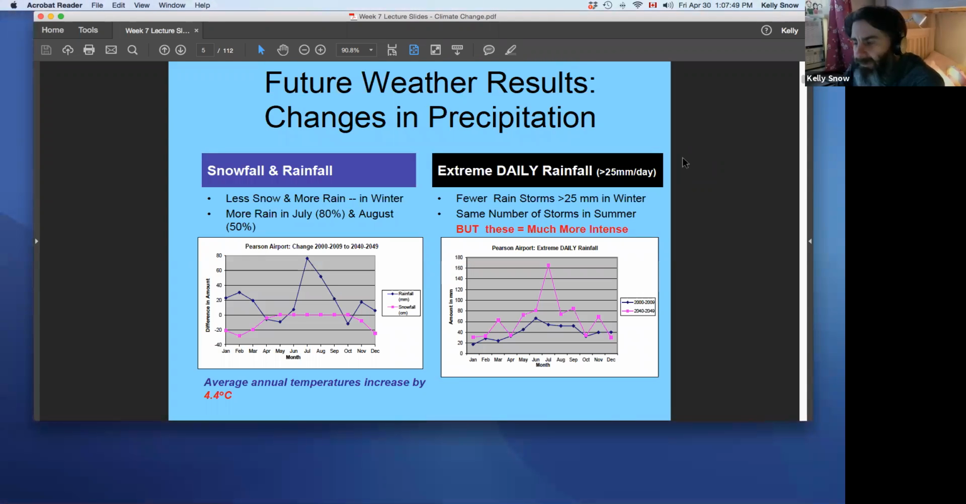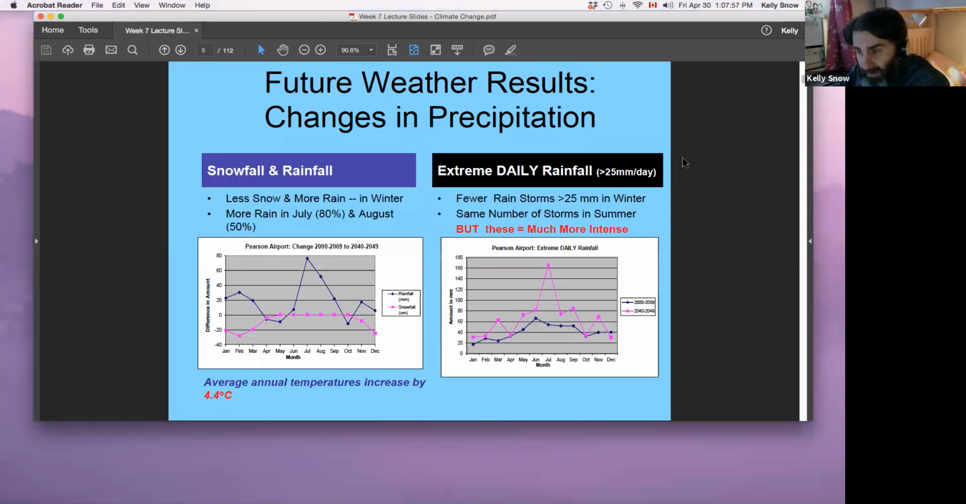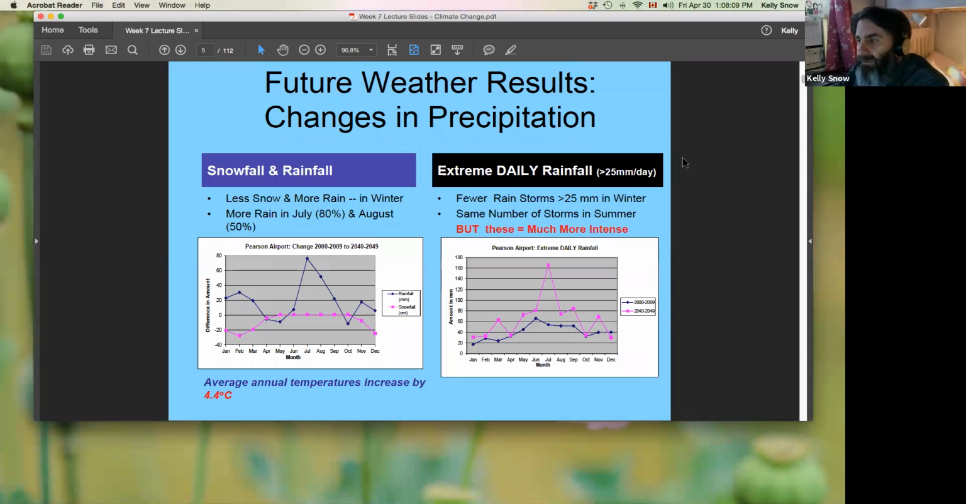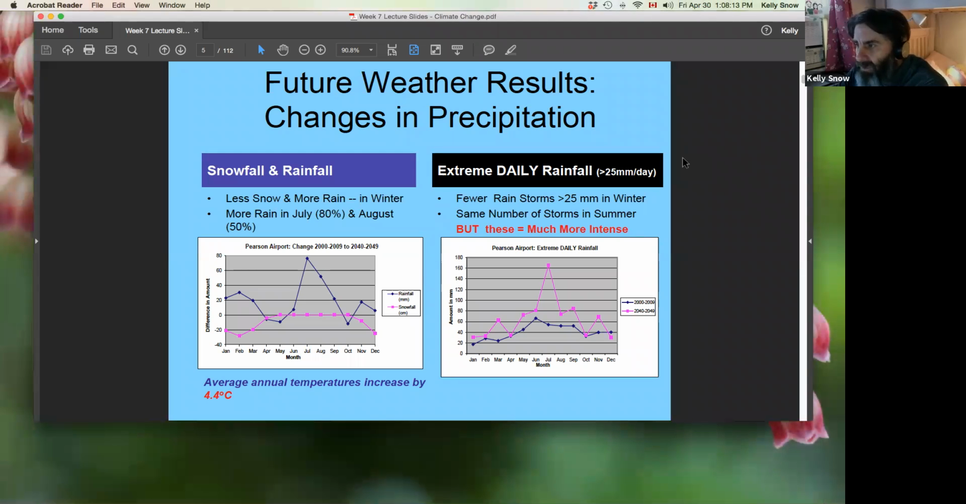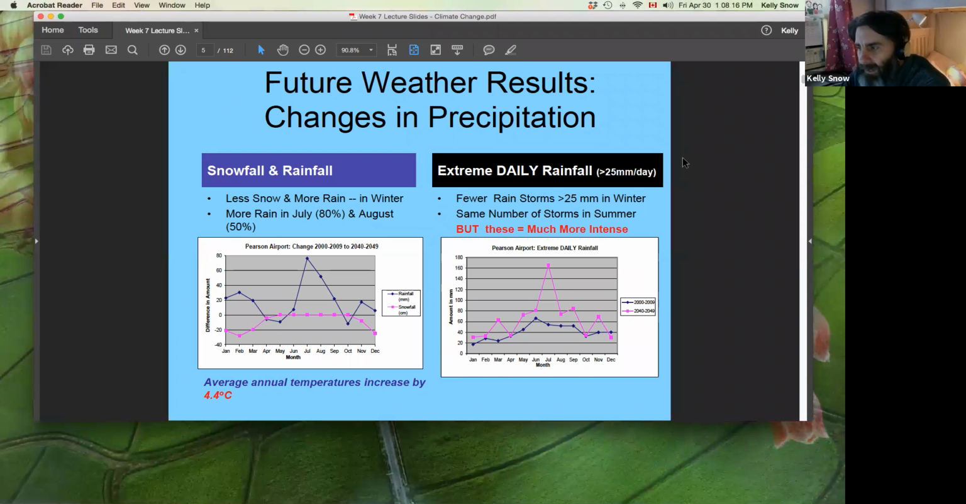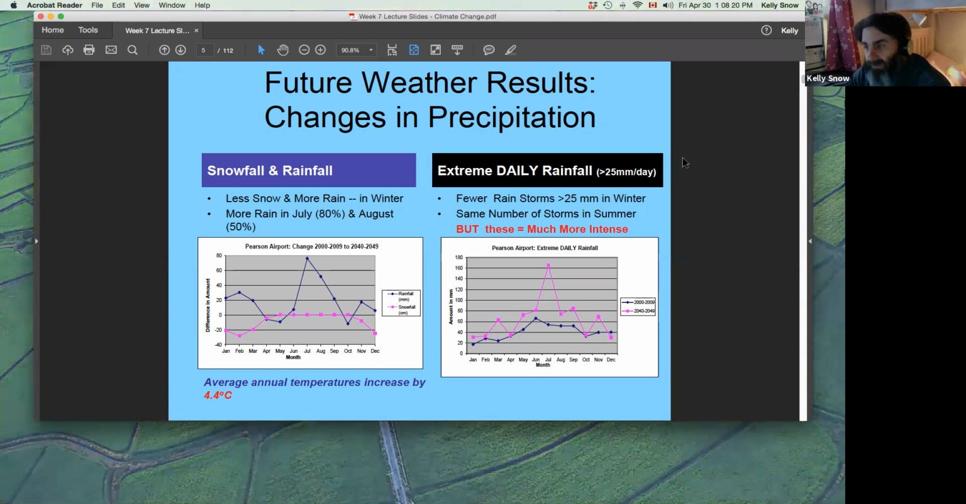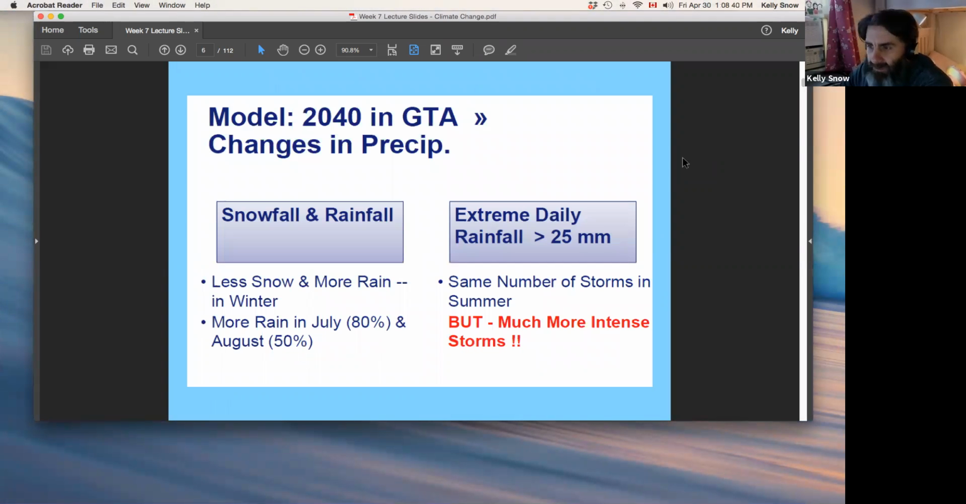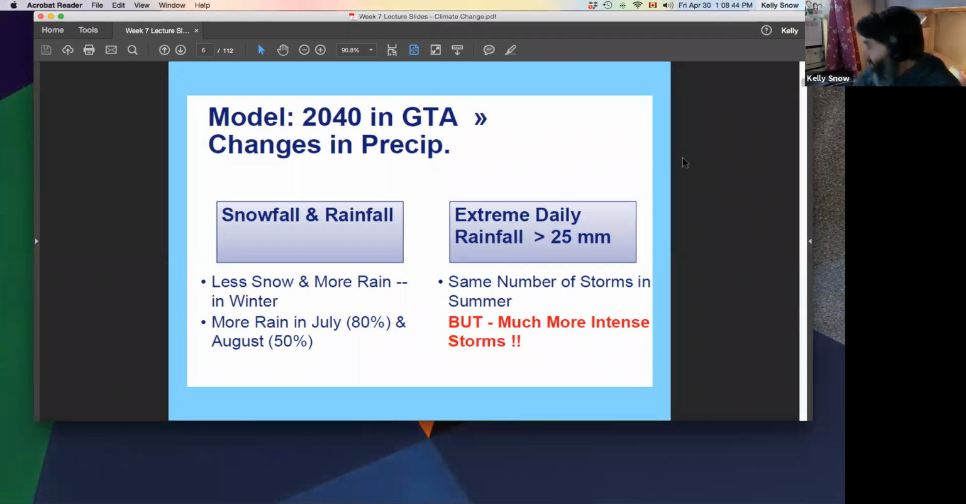So what can we anticipate due to these changes that are happening? Well, we can anticipate changes in rainfall, and these are going to come in the form of less snow and more rain in the winter, more rain in July, about 80% more, and in August, about 50%. We can expect fewer rainstorms with greater than 25 millimeters in winter and the same number of storms in the summer, but it's the intensity that's the difference. I'm going to get into that in a few minutes. Then we have a couple of graphs here that demonstrate change in temperatures over time, in rainfall and in snowfall. Again, in sum, less snow, more rain in winter, more rain in July and August, and they're going to be much more intense events.